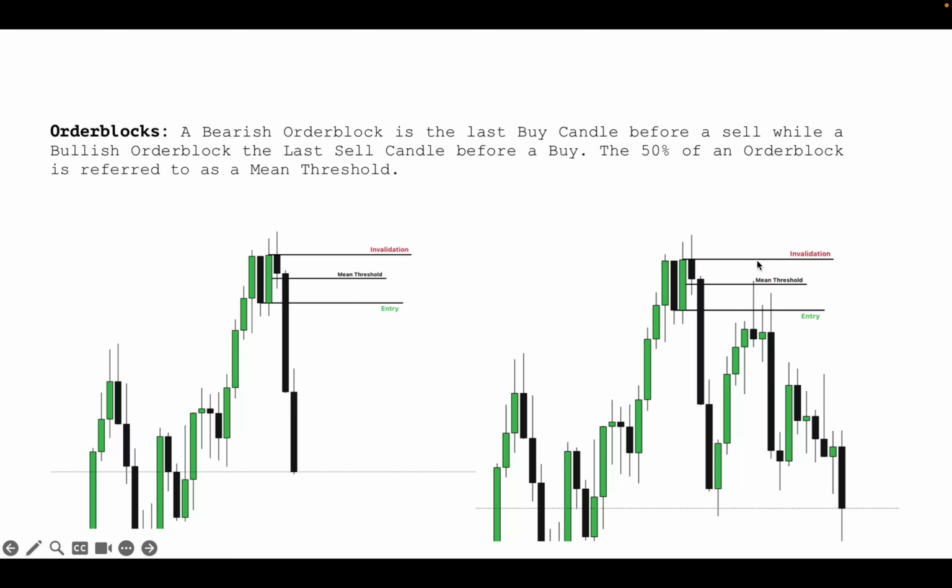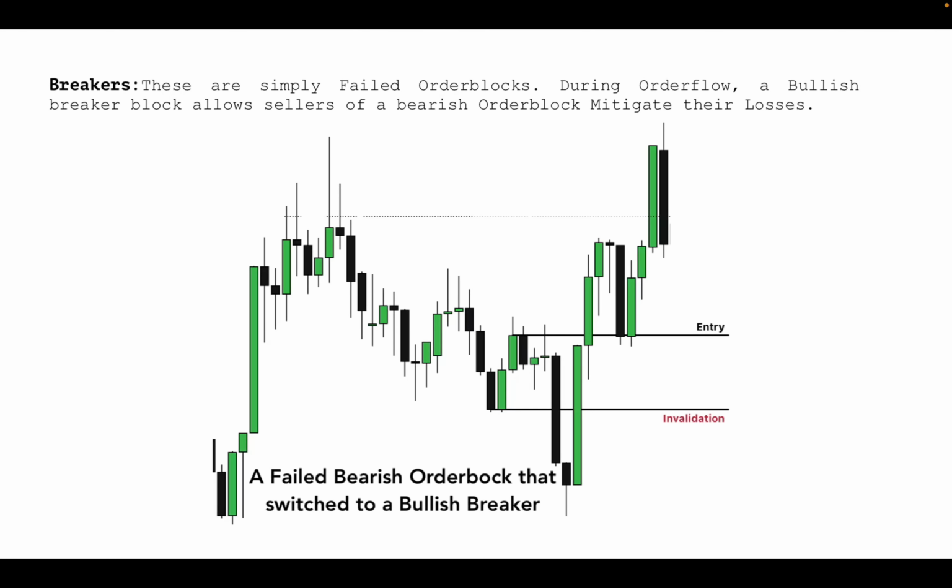So if price had tagged into this invalidation, they would have had an invalid order block, right? Then it would be a failed order block, which we would explain in our next slide, where we have breakers. So breakers are simply failed order blocks. During order flow, a bullish breaker allows sellers of a bearish order block to mitigate their losses. Now, in this example, we have a failed bearish order block that switched to a bullish breaker. So it was a bearish order block, then it switched to a bullish breaker. Why? Because it got filled.